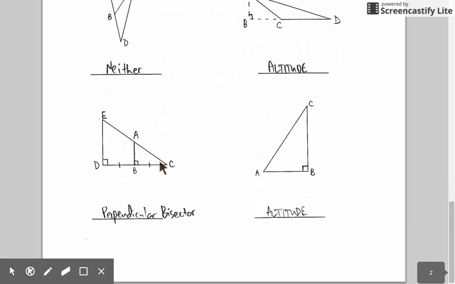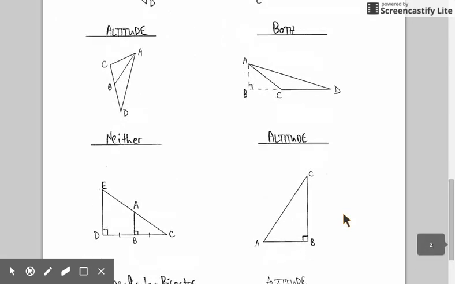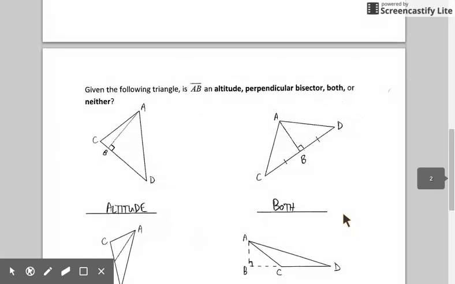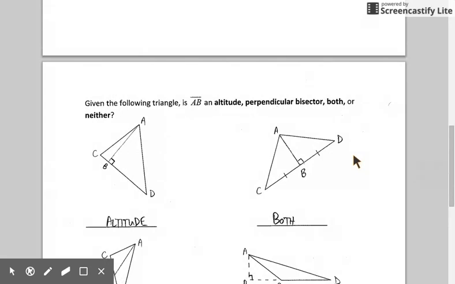Let's do a couple more. In this example, segment AB is perpendicular to an opposite side and is bisecting that opposite side. So that's the definition of a perpendicular bisector. In this last example, segment AB is coming from a vertex, vertex A, and is perpendicular to this opposite side. So even though it's the side of the triangle, it's also an altitude. So hopefully that explains and helps you identify altitudes and perpendicular bisectors.